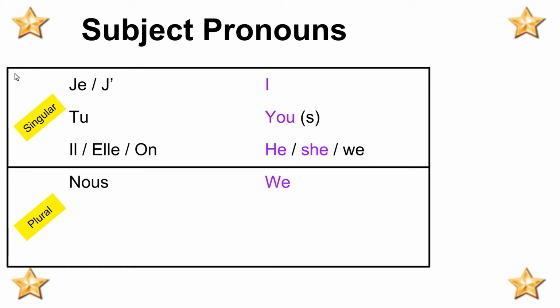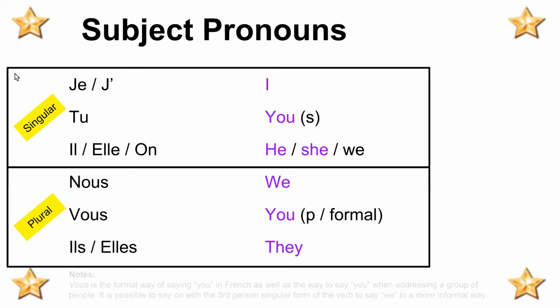Nous is we as well, but that's slightly more formal. Vous is you in the formal sense, but also plural as well. So if you're talking to more than one person directly. And ils and elles mean they. You would use ils if the group is all males or is a mixed group. And you would use elles if the group is only made up of females.